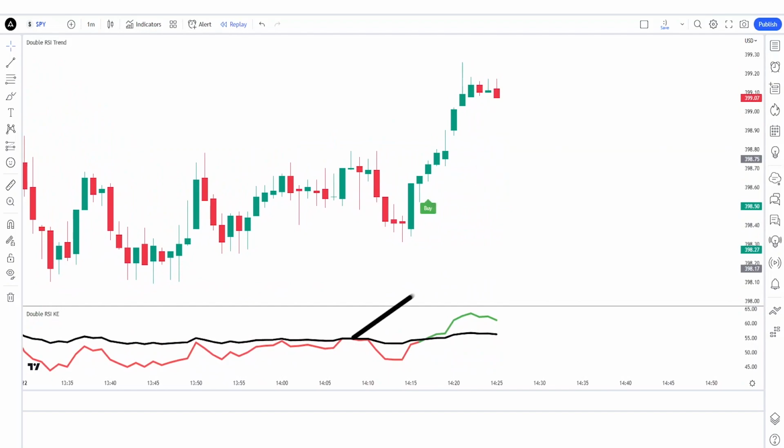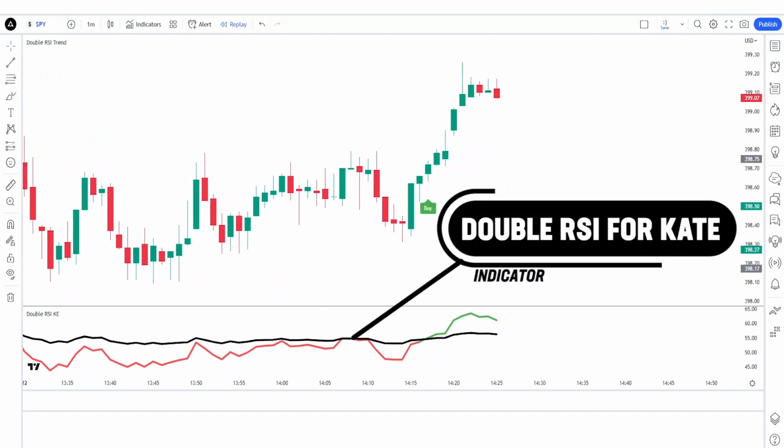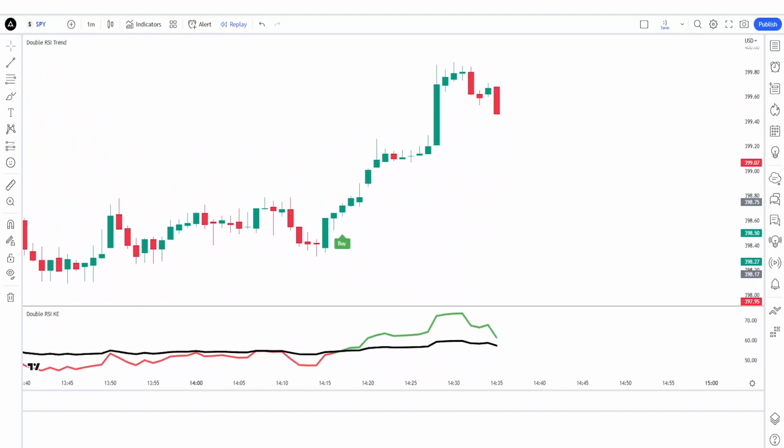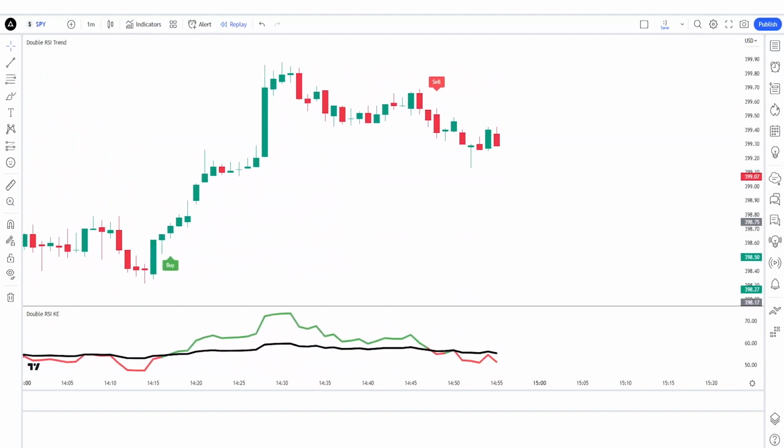The second indicator we will use in our trading is called double RSI for Kate indicator. This volume indicator functions similarly as our first indicator, but this one shows us if we are either in an overbought market, which is the area above the black line, or in an oversold market, which is the area below this black line. That's everything you need to know about our indicators. Now let me show you how you can create this trading setup by yourself.